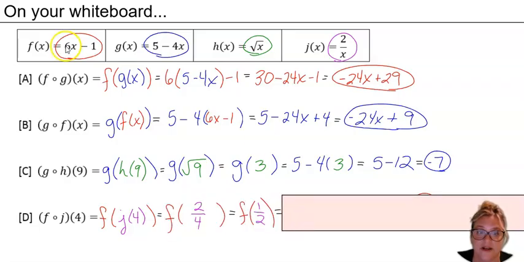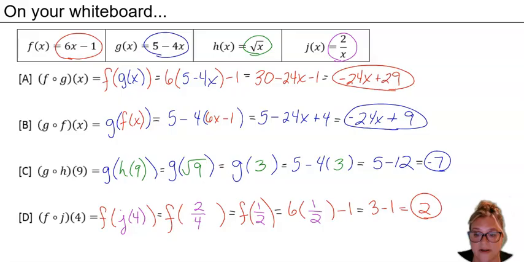So we go up to our function f, 6x minus 1. We're going to substitute 1/2 in place of the x. So that's 6 times 1/2, which is 3, minus 1 is 2.